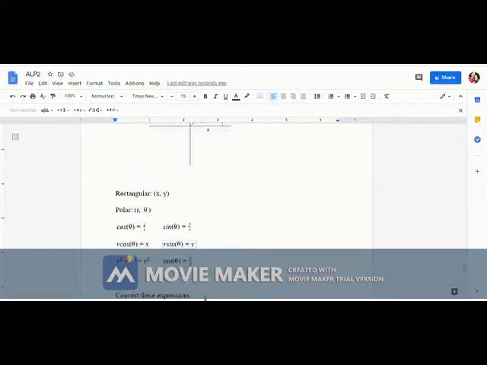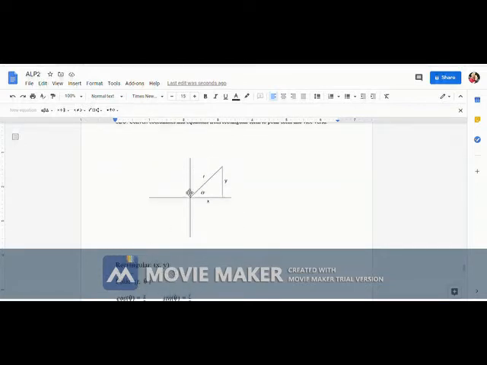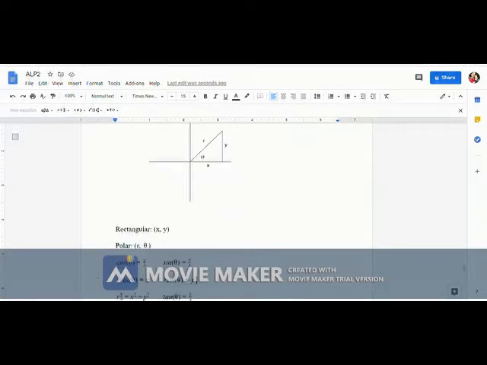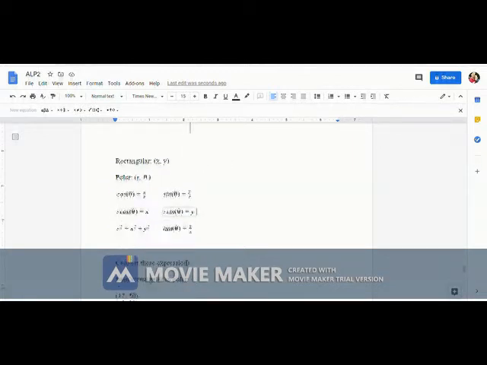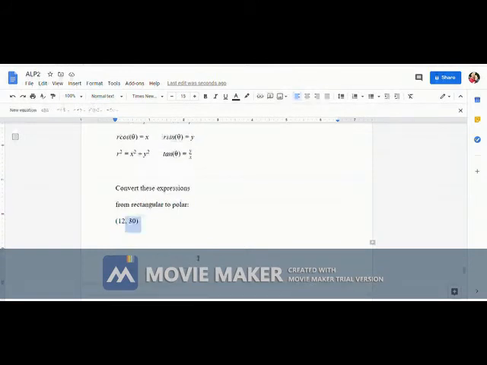And then also we can see that the Pythagorean theorem, x squared plus y squared equals r squared. So we have that here, and then tangent of theta is going to be y over x, and we can use that to be able to find theta if we have a y coordinate and an x coordinate. So in order to show how that works, we're going to work through these examples.